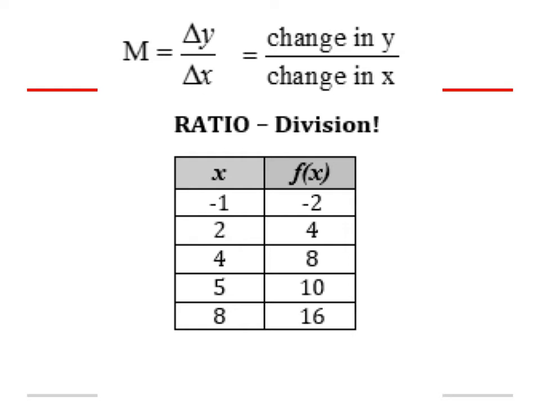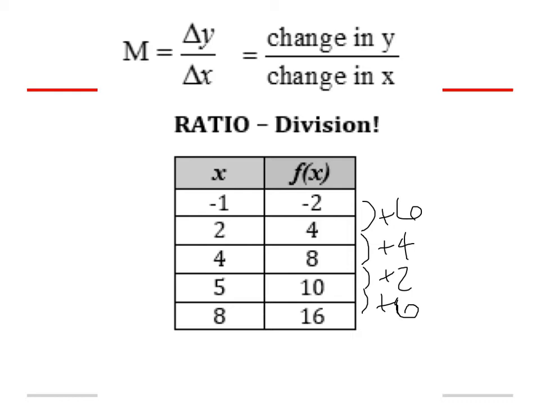So for our table, we have negative 2 to 4. This value is changing by adding 6. Negative 2 plus 6 is 4. And then to get from 4 to 8, this is plus 4. To get from 8 to 10 is plus 2. And to get from 10 to 16 is plus 6. So now we've got our change in y values, or our f of x values. Remember, that's another way to write y.